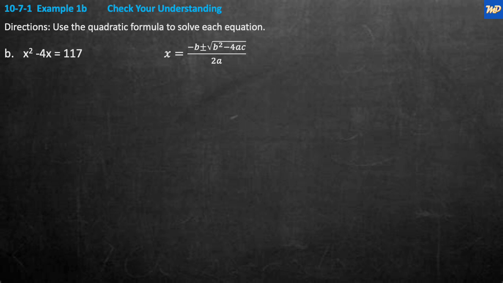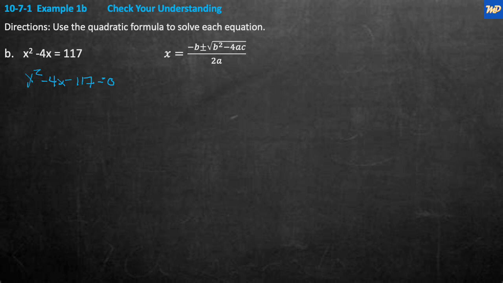Okay, so here we're looking at the second problem. Go ahead and stop the video and try it yourselves. See what you come up with and come on back. Okay, now that you've tried it, let's do it ourselves here. The problem now, we have this 117. It's on the right side. It needs to go on the left side because we need a c term. So we're going to say x squared minus 4x minus 117 is equal to 0.